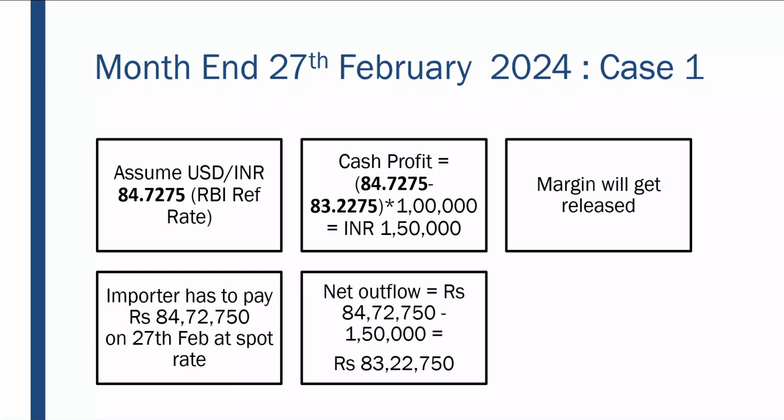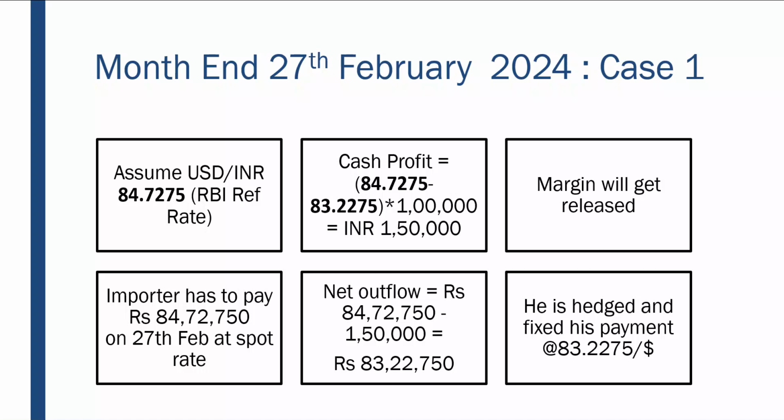Now the net outflow will be there. There is a cash profit happening in the stock market, and the spot price has gone up, so he has to pay more. So net his outflow will be 83,22,750, which is nothing but the price at which he initially bought, 83.2275. So he is hedged and has fixed his payment at 83.2275. Either way, you divide this by 1 lakh and you get 83.2275.